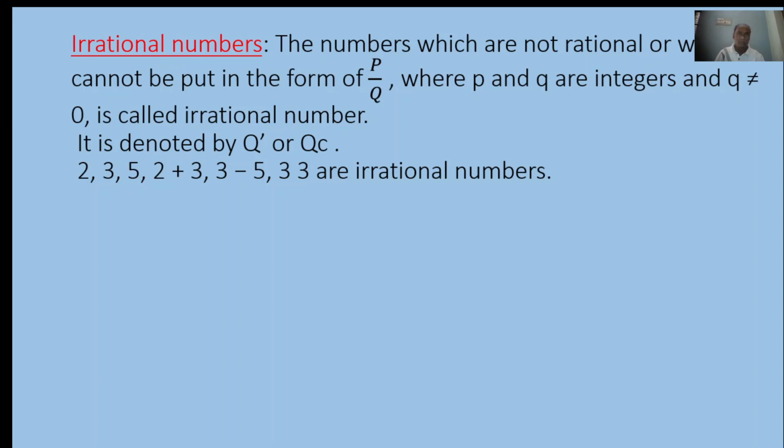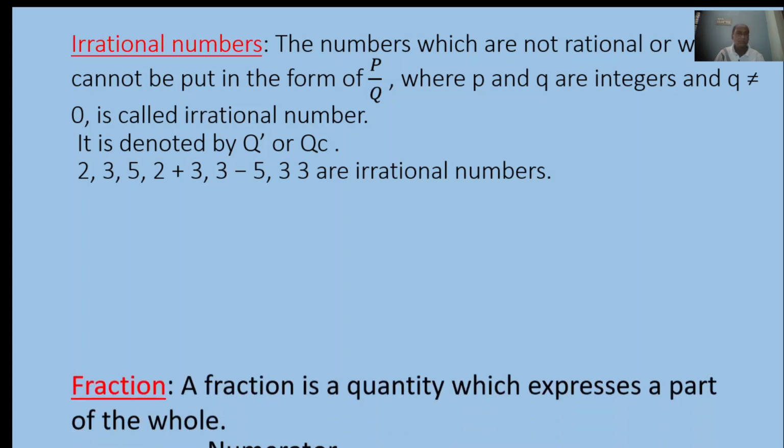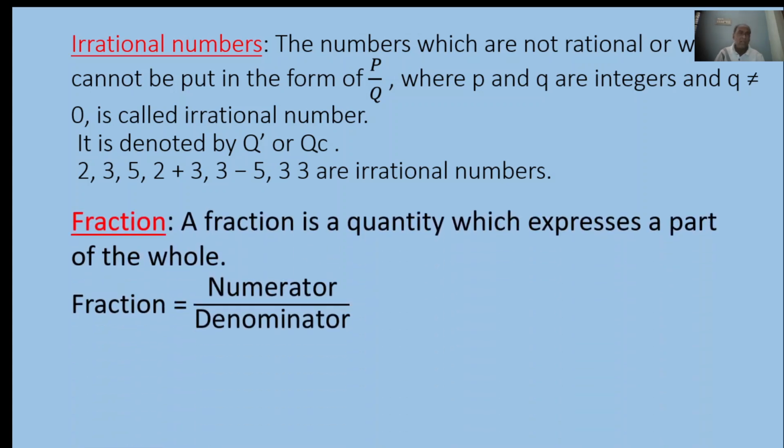Irrational numbers. The numbers which are not rational, or which cannot be put in the form p by q, where p and q are integers and q is not equal to 0, are called irrational numbers. It is denoted by Q dash or Q c. Root 2, root 3, root 5 are irrational numbers. Fraction. A fraction is a quantity which expresses a part of a whole. Fraction is equal to numerator by denominator.